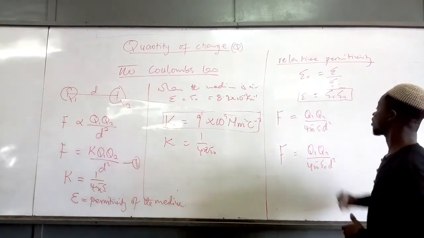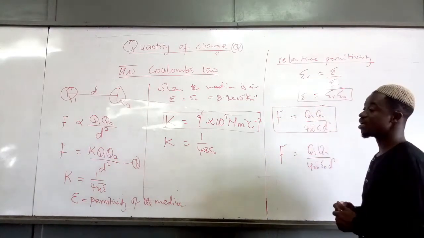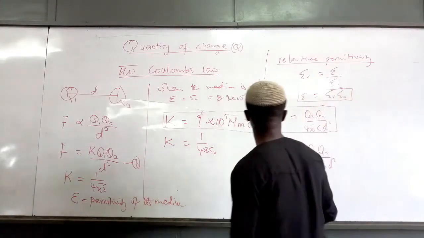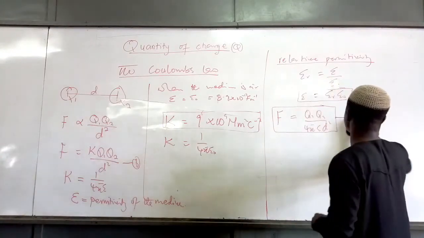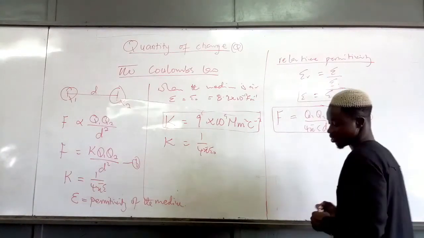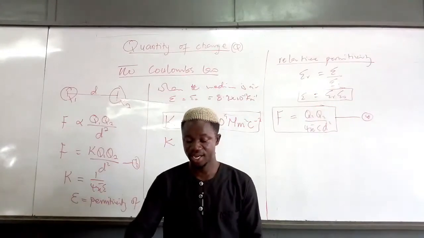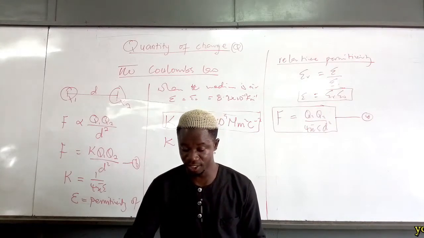Good. But this is the main formula. That is when we are talking about permittivity of any medium at all. So take note of this equation, equation 4. You can be asked to use it to calculate anything, to calculate the quantity of charge at any point in time.